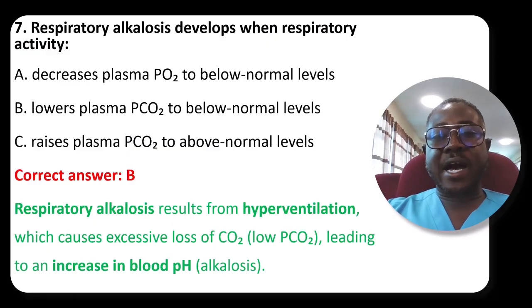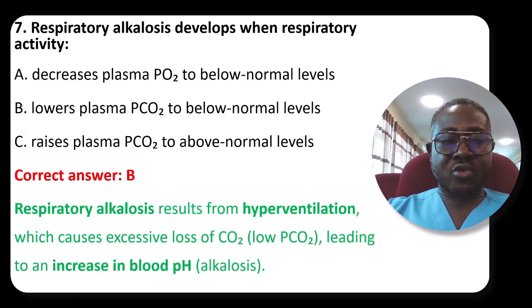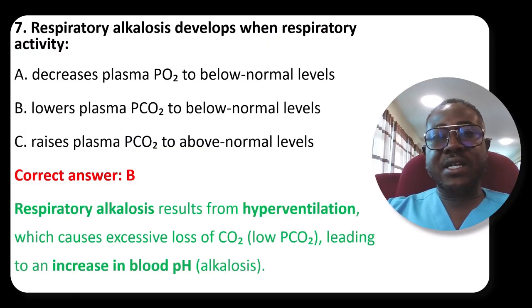Okay, so we say respiratory alkalosis results from hyperventilation, which causes excess blow off of what? The carbon dioxide. So when you're having hyperventilation, you are getting respiratory alkalosis, because you are bringing in more oxygen and you are blowing off or reducing your carbon dioxide in the lungs, and that will help to what? Increase the what? pH, okay, which will lead to what? Alkalosis.